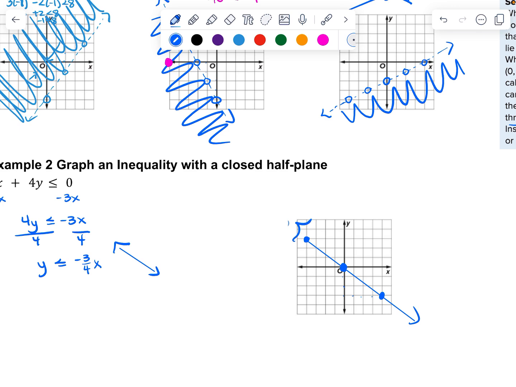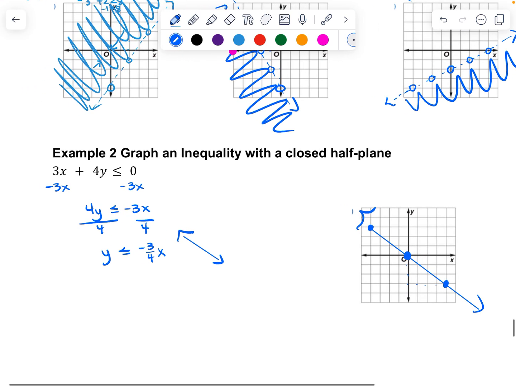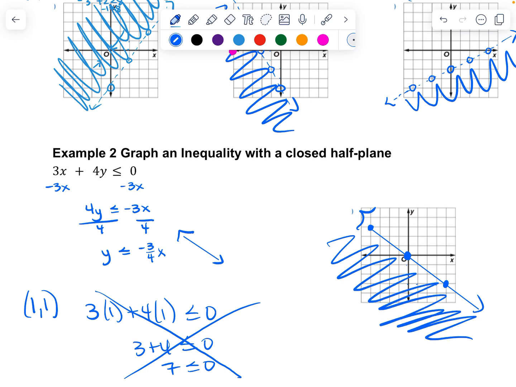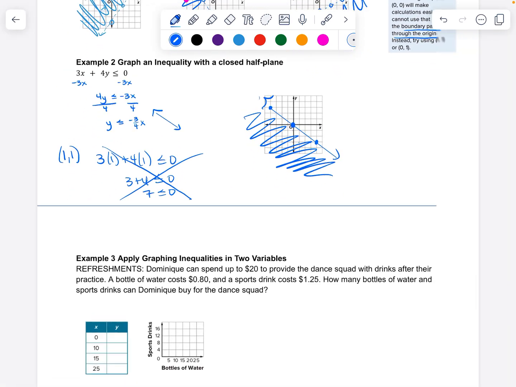So that means you want another point that's easy to plug in. Personally, I would use 1, 1. So 3 times 1 plus 4 times 1, is that less than or equal to 0? 3 plus 4, that's going to be 7 is less than or equal to 0. That does not work. So that means this point right here is not a solution. So it's the other side that gets shaded.